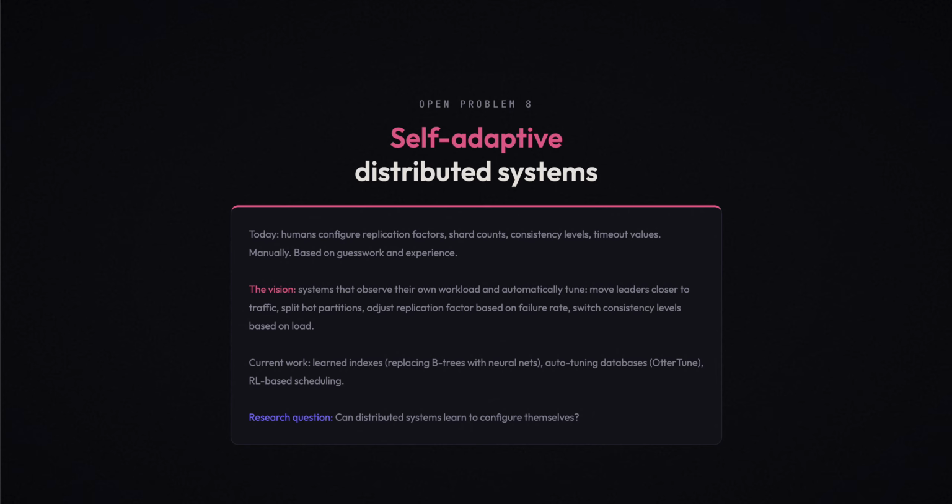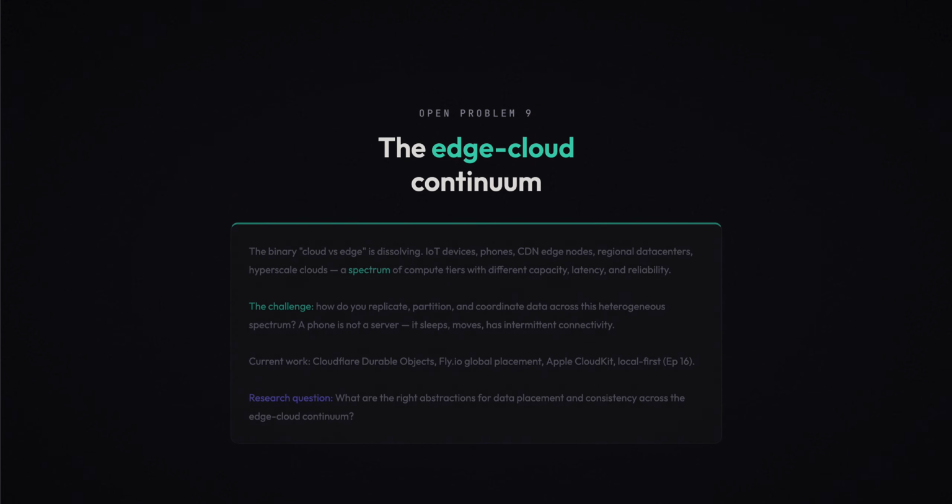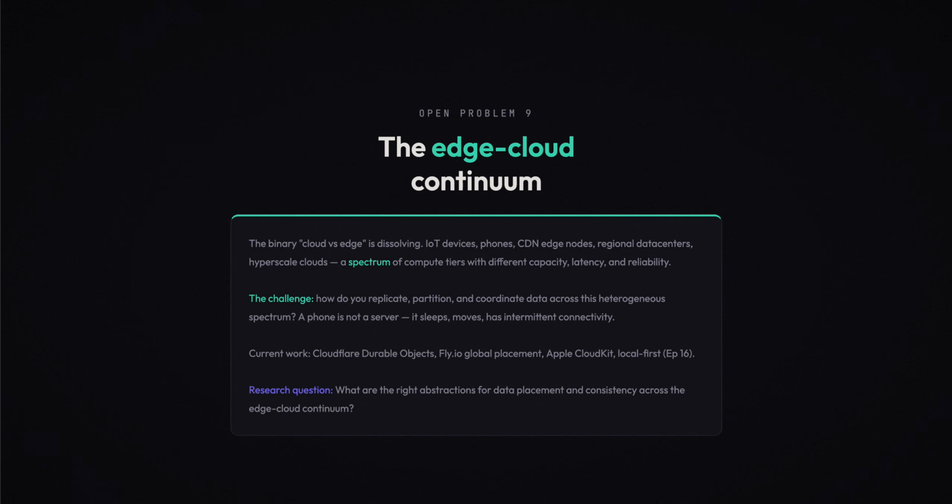Open Problem 9, The Edge Cloud Continuum. The binary distinction between cloud and edge is dissolving. Reality is a spectrum: IoT, sensors, smartphones, CDN edge nodes, regional data centers, hyperscale cloud regions. Each tier has different compute capacity, storage, latency, and reliability. How do you replicate data across this spectrum? A phone is not a server.